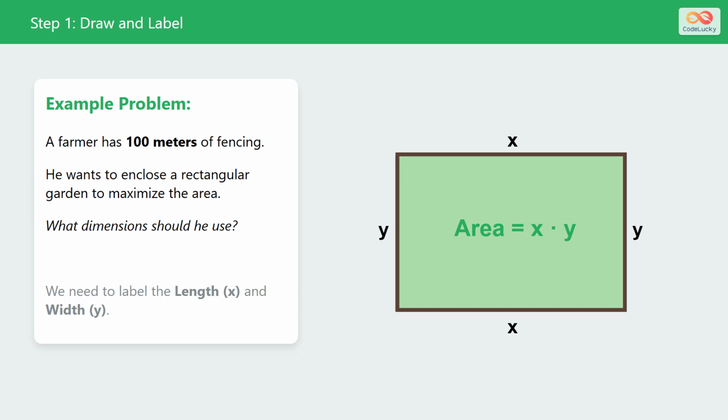Let's apply this to a classic example. A farmer has 100 meters of fencing and wants to enclose a rectangular garden with the largest possible area. We start by drawing a rectangle. We will label the length x and the width y. Our goal is to find the values of x and y that result in the maximum space inside.